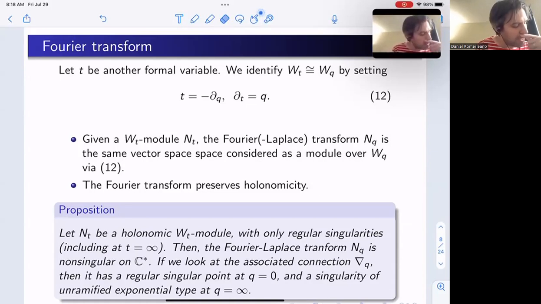You can do the corresponding thing on modules, which is just to say, if you have a module over W_t, you can get a W_q module by taking the same vector space and viewing it as a module over W_q. This obviously preserves holonomicity, because what's the condition for holonomicity? That there's some polynomial in q and d/dq that annihilates every vector. And if you just swap q and d/dq, you'll get another polynomial that annihilates every element. So it preserves holonomicity.